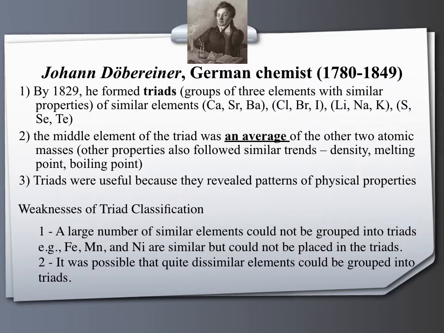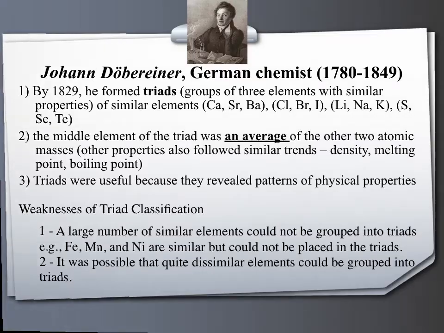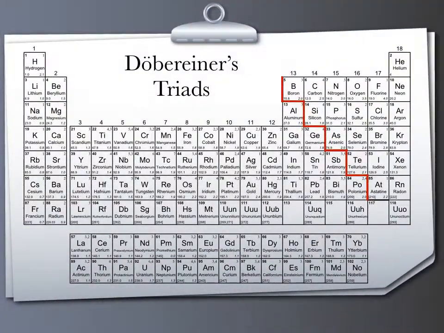And also, 2, it was possible that quite dissimilar elements could be grouped into triads, mainly on their average atomic mass being the mass of the middle atom. Now, here are Döbereiner's triads on the current periodic table. You'll notice that all of the groups are in vertical columns. And we learned before that vertical columns are called groups or families because they have similar properties.